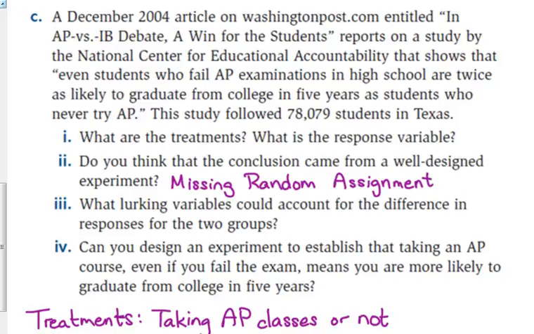And so they're saying, well, even if you fail the AP exam, you're still going to do better in college. And they're trying to use this study to prove that. And the numbers agree with that. But it goes back to the design of the experiment. You have to have those three characteristics of a well-designed experiment, or your conclusions are not valid. So you guys need to be aware of stuff like that.